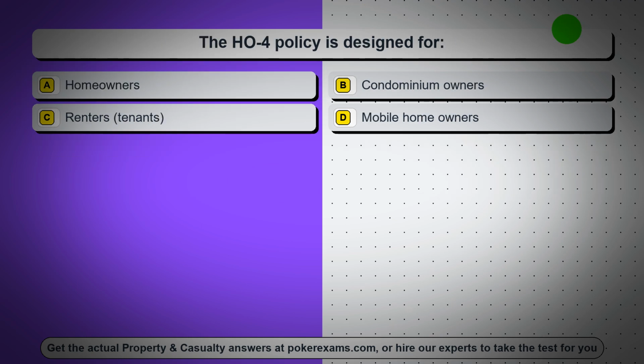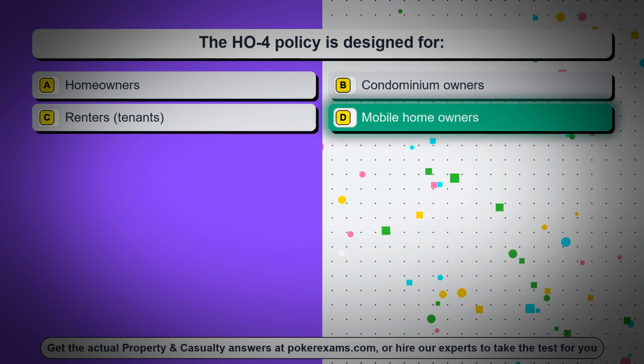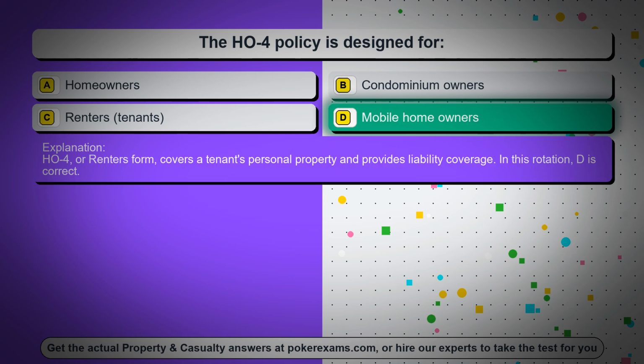Question 39. The HO4 policy is designed for, option A, homeowners, option B, condominium owners, option C, renters, tenants, option D, mobile homeowners. The correct answer is option D, mobile homeowners. HO4, or renters form, covers a tenant's personal property and provides liability coverage. In this rotation, D is correct.